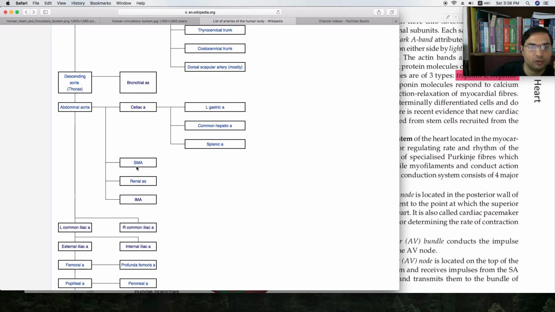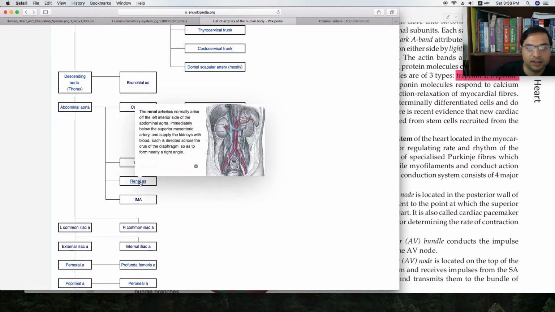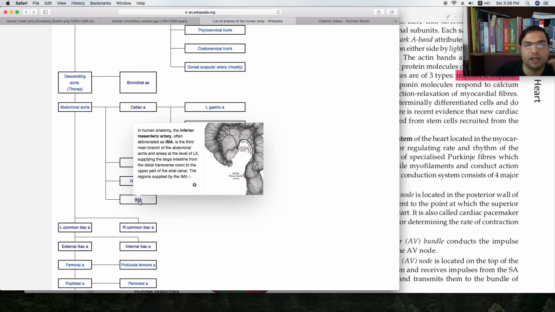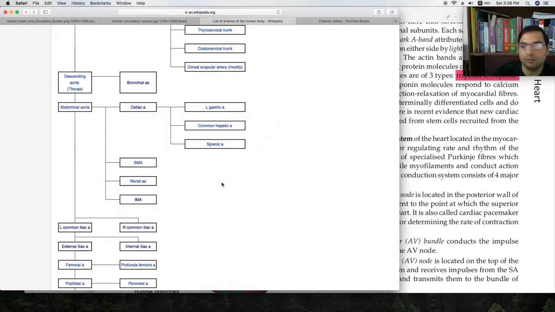So first is the superior mesenteric artery, and then is the renal artery. The renal artery is the artery from the abdominal aorta to the renal tissues, to the kidneys. And then we have the inferior mesenteric artery. The inferior mesenteric artery supplies the distal transverse colon, the rectum, the sigmoid colon, and the anus, right.